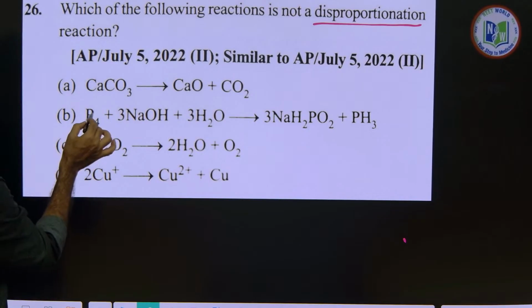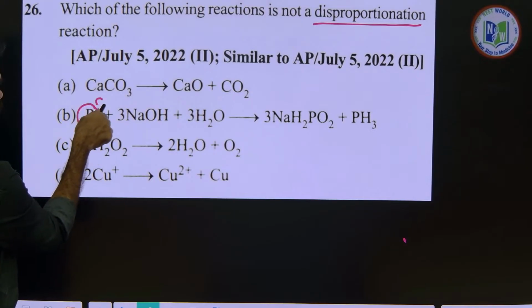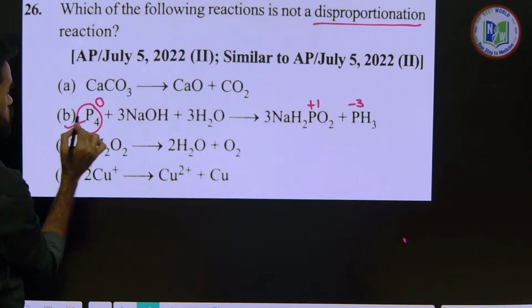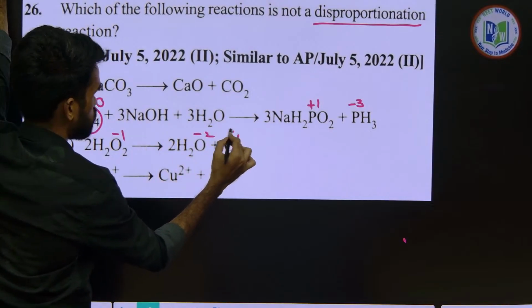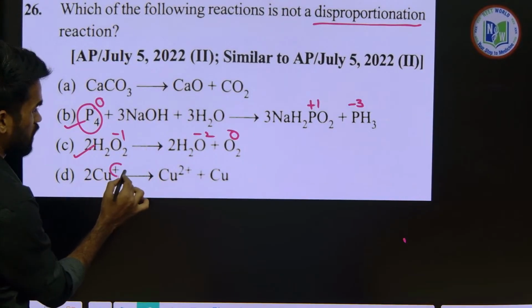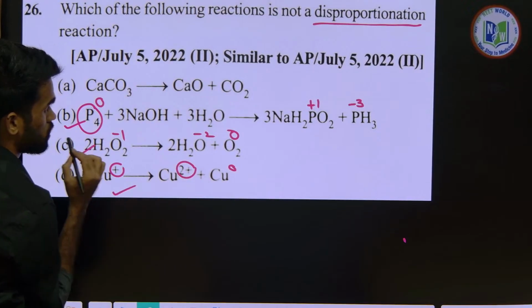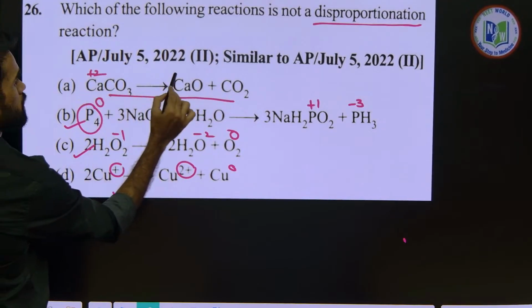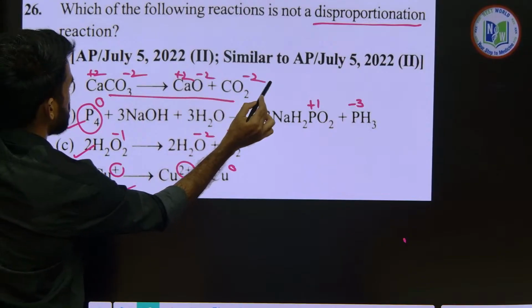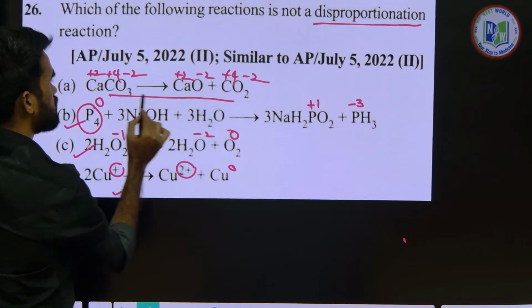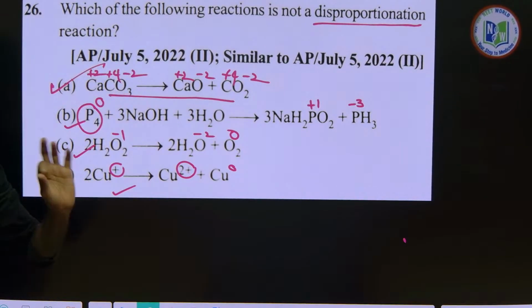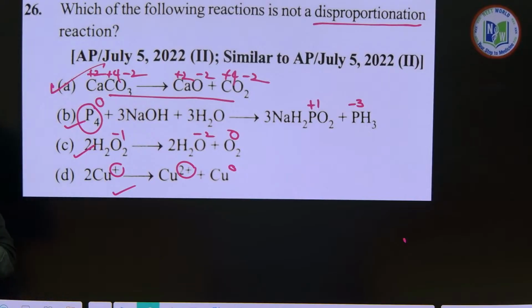See, it is happening here, phosphorus here it is 0 oxidation state converting into some +1 oxidation state and -3. So this is a disproportionation reaction, and -1 converting into -2 and 0, this is also a disproportionation reaction. +1 converting into +2 and 0, this is also disproportionation. But if you look at this, it's not a disproportionation. Here calcium +2, oxygen -2, here also -2, -2, carbon +4, here also +4. This is a simple decomposition, not a disproportionation. So not disproportionation is option 1. Let me move forward with a few more questions.